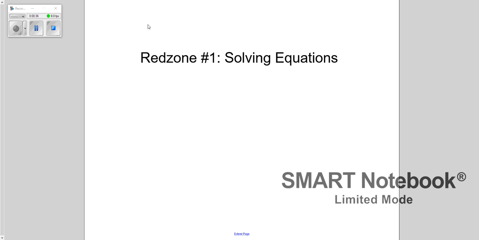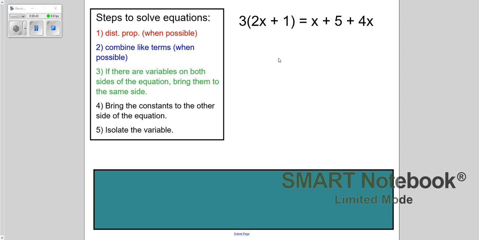Solving equations has been coming up all year. It's part of almost every topic we do, but let's just remind ourselves the steps for solving an equation. So here's a sample equation that I made up here, and these are the steps you're going to follow. Now, you don't always have to follow these steps in this exact order. There are many ways to solve equations. Sometimes it's best to, if you can, look at the equation, think ahead, think what the next step's going to be, and try to make your life easier.